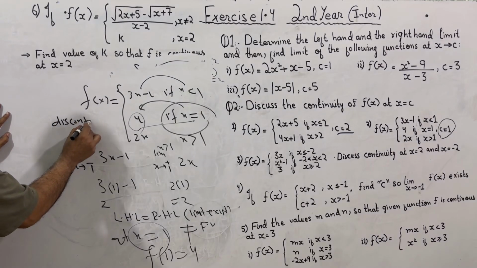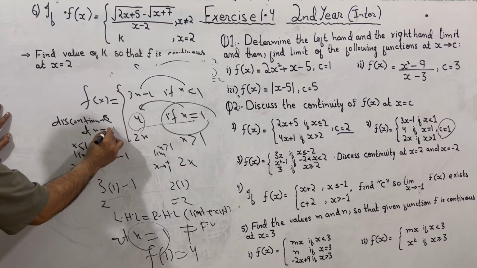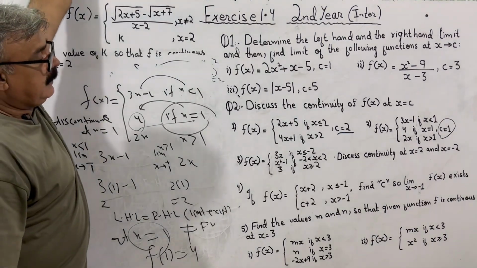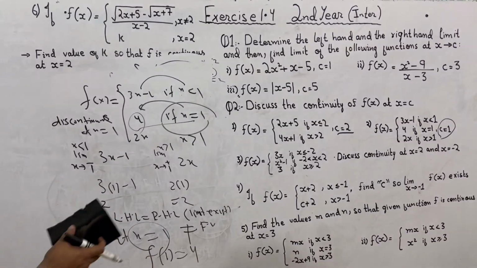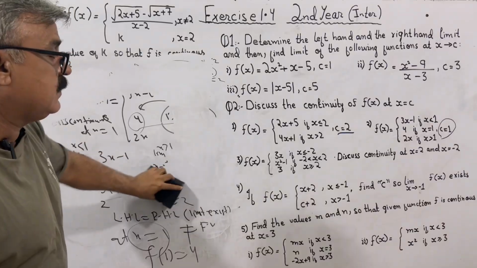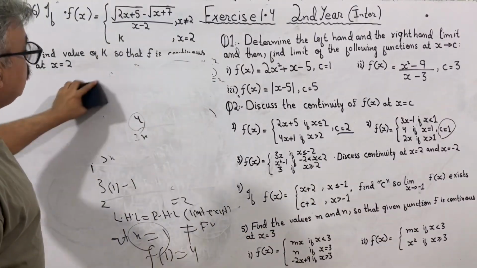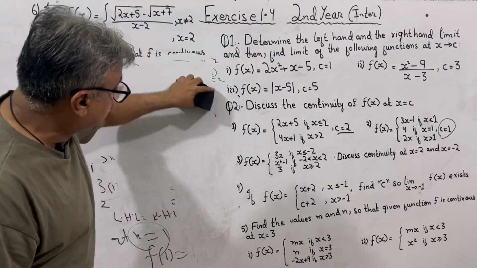Discontinuous at x is equal to 1 in that case. Okay, moving towards the next question. To give you clarity here, we have to check continuity and discontinuity at x is equal to 2 and minus 2 both. Let me manage that for you as well.